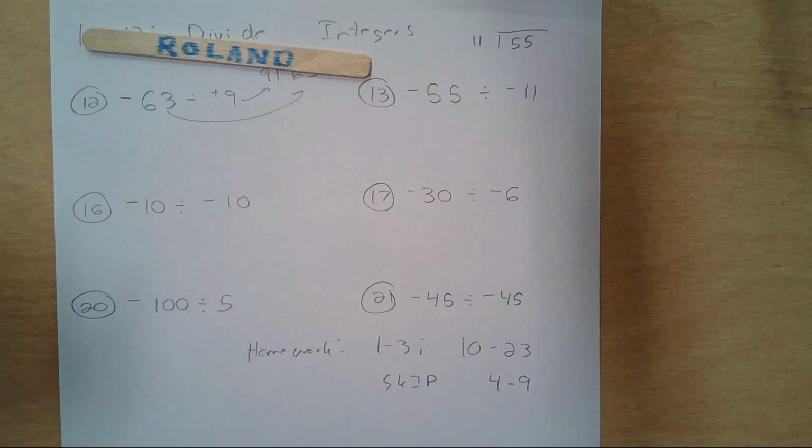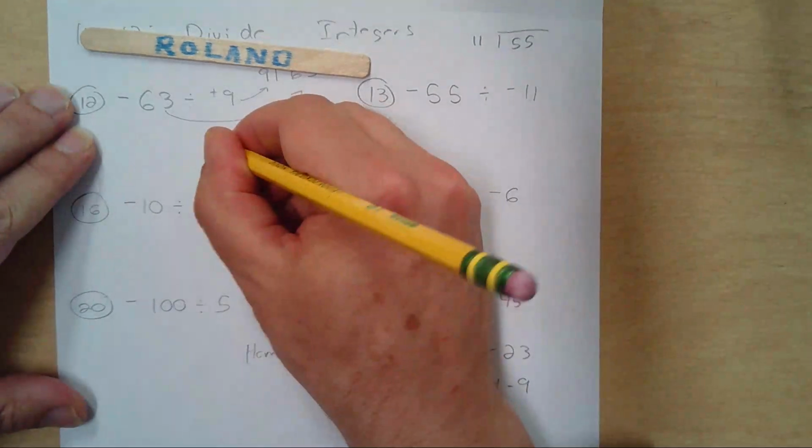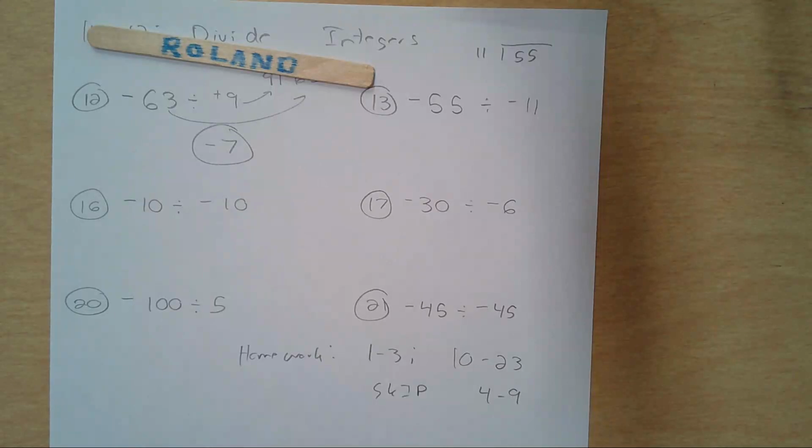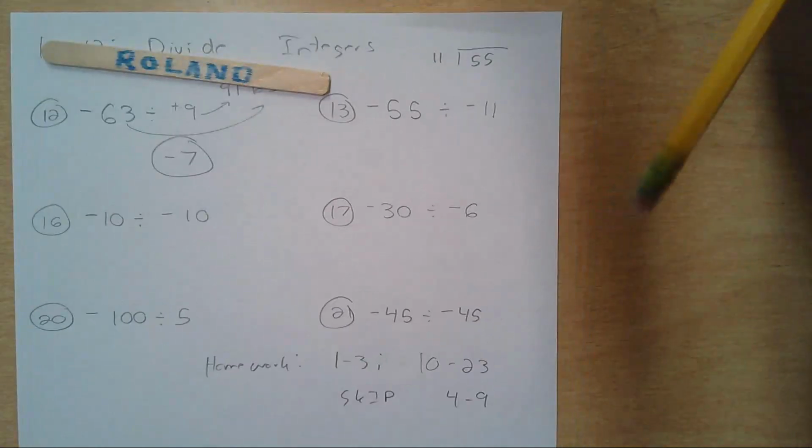No, that's not what I meant. That's negative. Would that be -7? -7. Right, 63 divided by 9 is 7. Odd number of negatives, therefore negative final answer there.